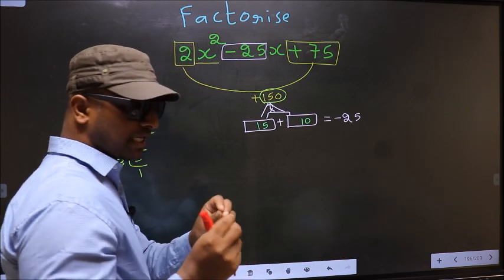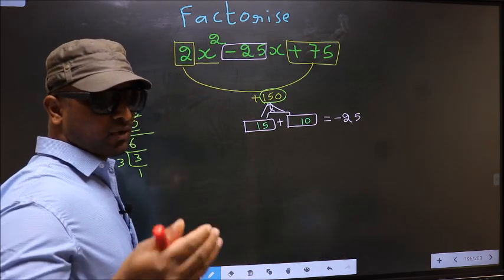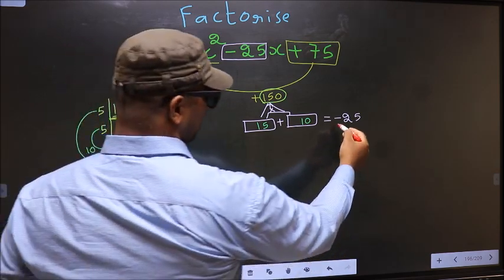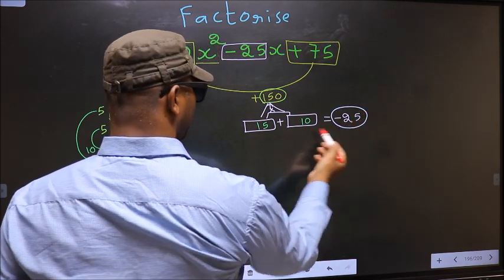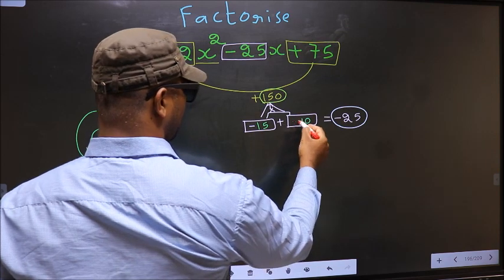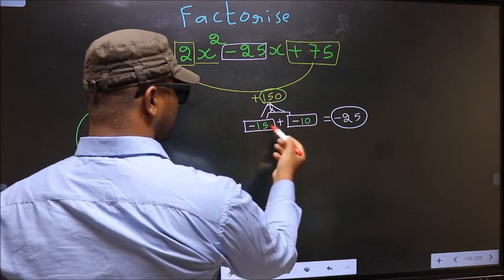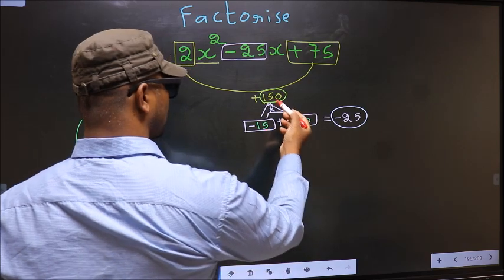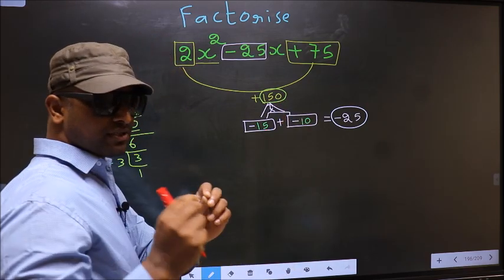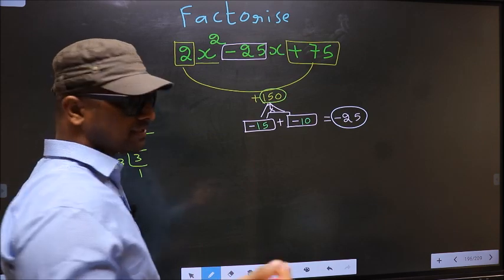Now we should adjust the signs. What I mean is, over here we have −25. To get −25, we should place a negative here and also here. −15 −10 is −25, and −15 into −10 is +150. So we have adjusted the signs.